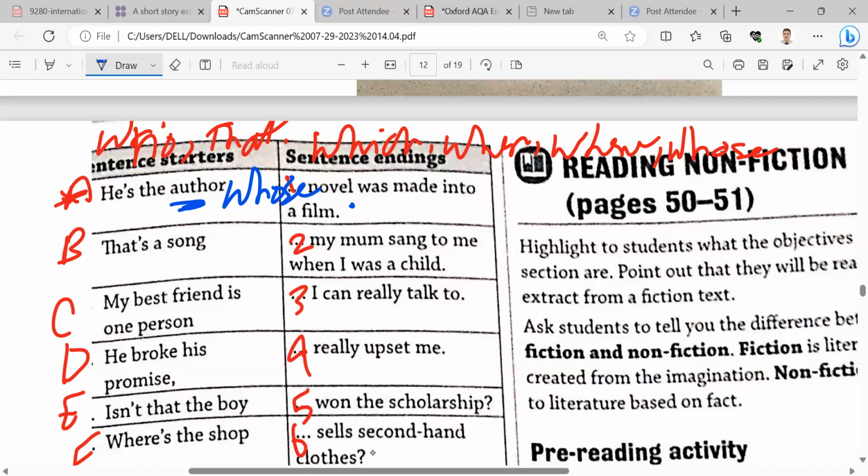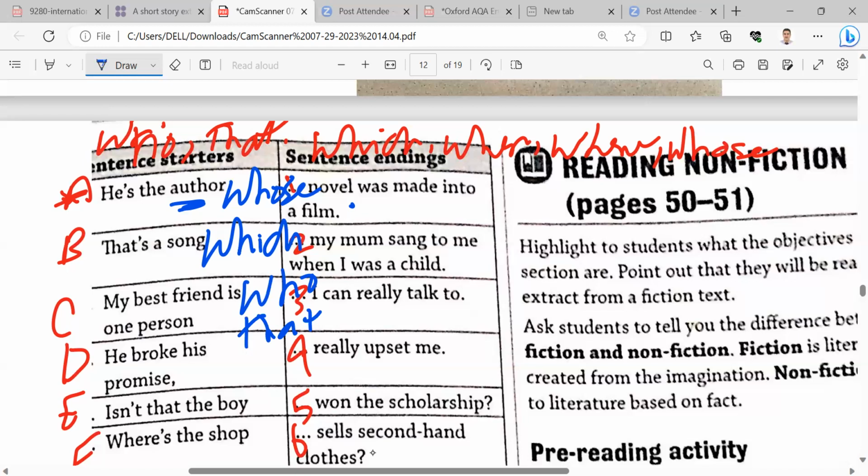That song. Can you complete? That's a song which. Which? You agree? Yes. Which my mom sang to me when I was a child. My best friend is one person that I can really talk to. Here you can say who or that. Why? Because as you know, you can use that to stand for people or things.